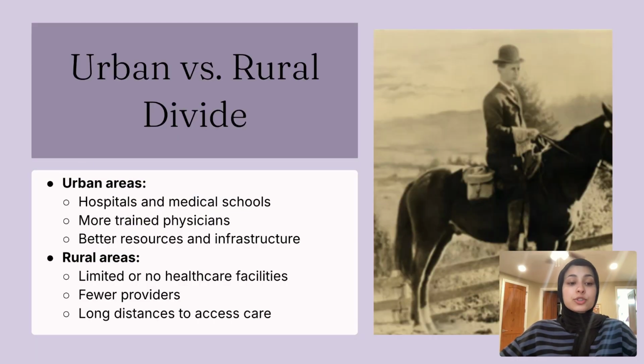Urban versus rural divide. During this time, there became a very clear divide between the health care offered in urban areas versus rural areas. Urban areas had hospitals, medical schools, and trained and training physicians. They had a growing environment that continued to improve its quality of care. That was in complete contrast to rural areas, which had very limited access to healthcare. There were fewer providers, fewer facilities, almost no facilities in some areas, and people often had to travel really long distances for very basic care. This divide is not just a temporary issue, it created long term disparities in healthcare.